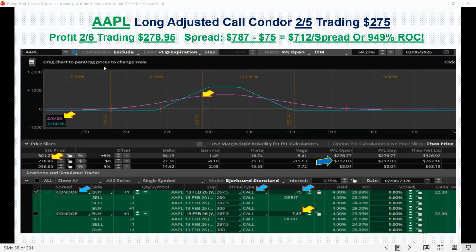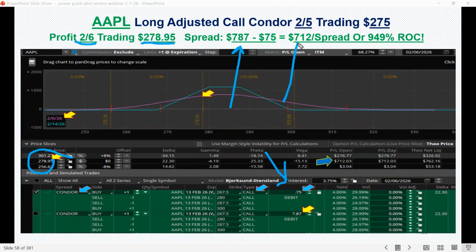And this is where it went out. Here's where my alert was sent out Friday on this trade. So it says profit on the 6th. It was traded at 278.95. And you can see the trade went from our adjusted cost here of 75 bucks and blown out to 787 at that point in time when it was trading at roughly around 279.